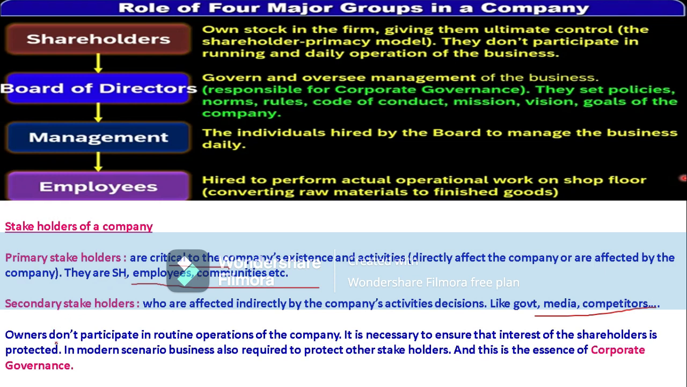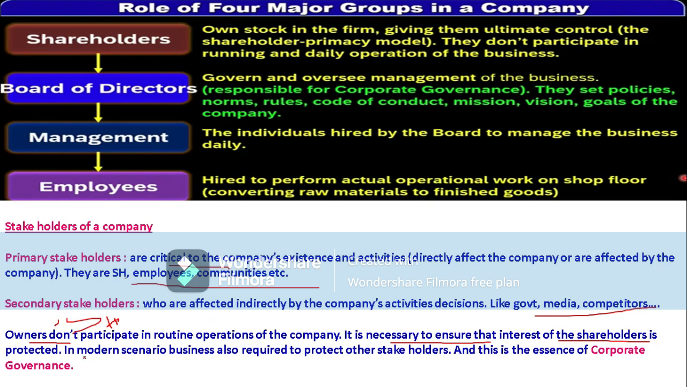So owners are nothing but the shareholders here. Okay, owners are shareholders or the stockholders. So they don't participate in the routine operations of the company. Why? Because the shareholders do not involve in the day-to-day business activities of a company. They just purchase the shares. So it is necessary to ensure that the interest of these shareholders is protected. Okay, so that is the main concept in corporate governance.